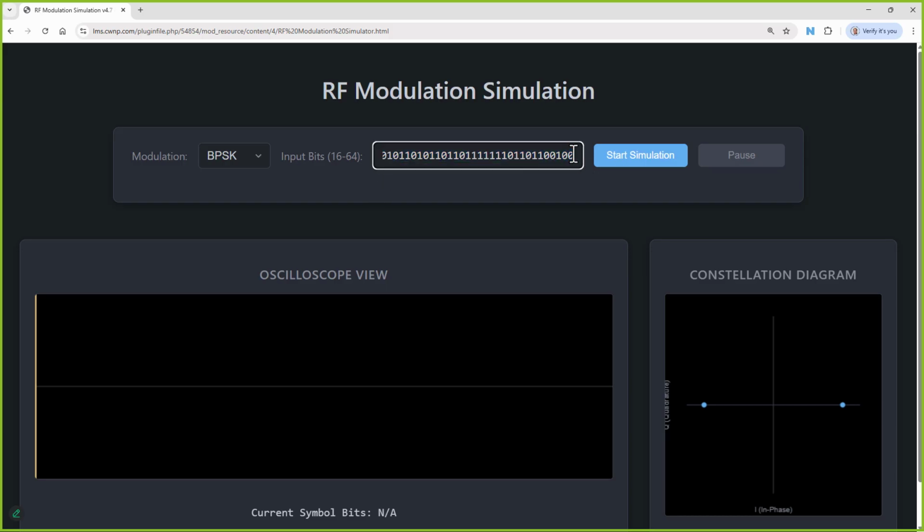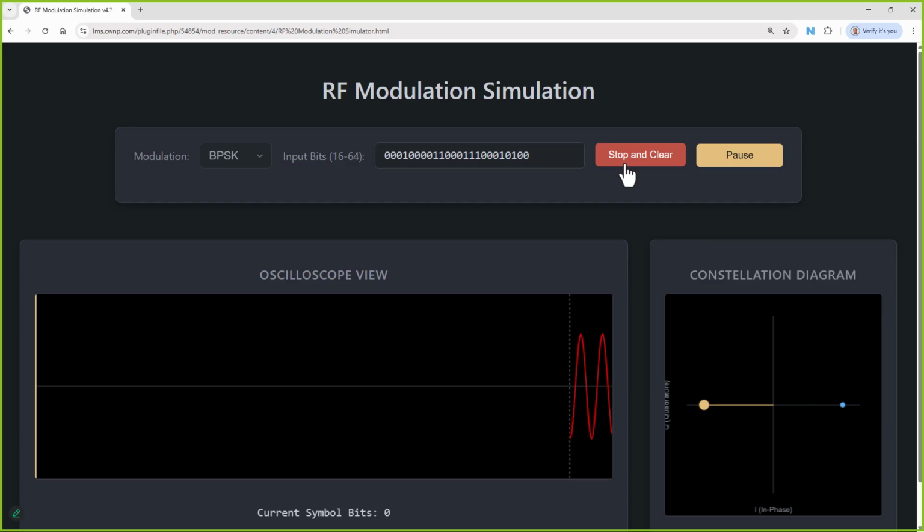And we've got some bits in here by default. If you do have the digital edition and have access to this, just note you can change these bits to anything you want. So for example, I could change it to 0000100 001 100 011 100 010 100. And then if I click Start Simulation, off it goes.